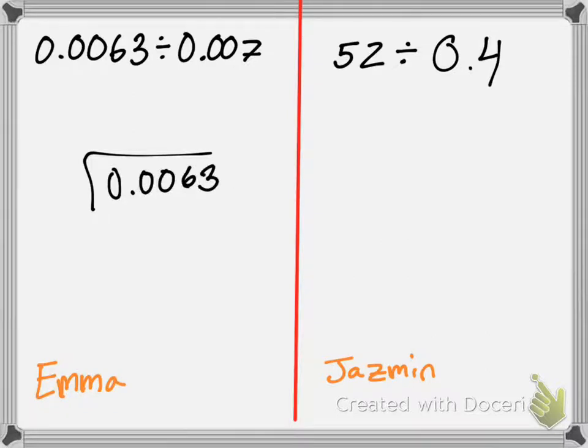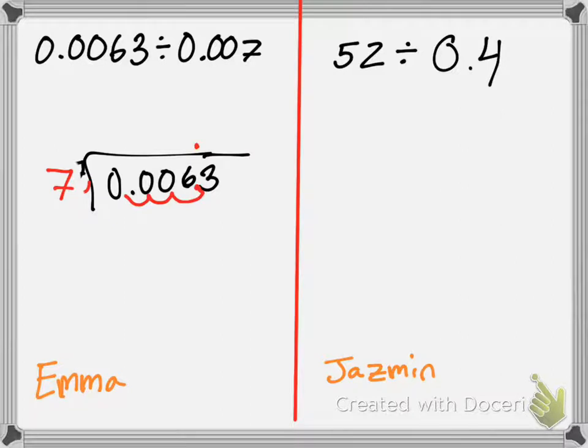0.00633. Perfect. 63 10,000ths. So as we know, the 7,000ths goes on the outside. How many times do I have to move my decimal? 2. Perfect. Yeah, 3. 1, 2, 3. I'm going to just change it up because I can't fit it. So I'm going to put a 7 there. And I'm going to go 1, 2, 3. There we go. There's my decimal.